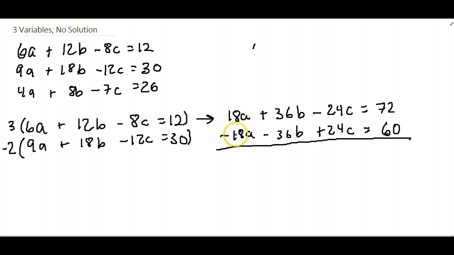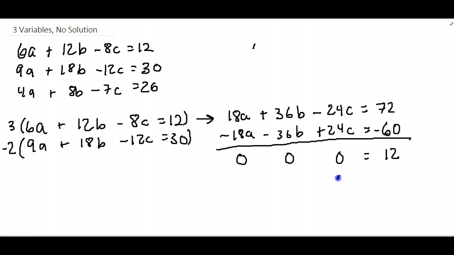We have 18a minus 18a gives us 0. 36b minus 36b gives us 0. Negative 24c plus 24c again gives us 0. So we think this is on the same track as infinite solutions. But then let's look at the right side of the equation. Now we have 72 minus 60, and that gives us a 12.